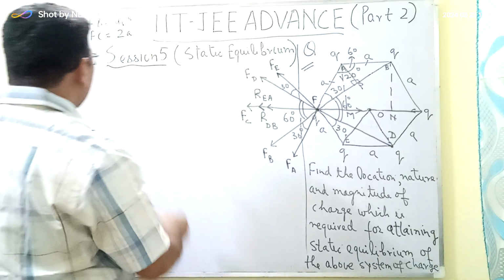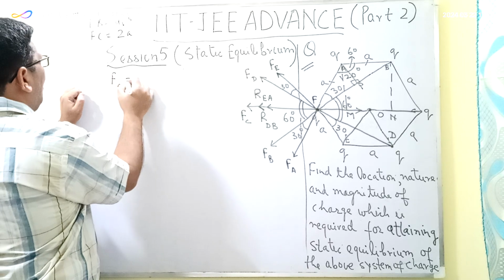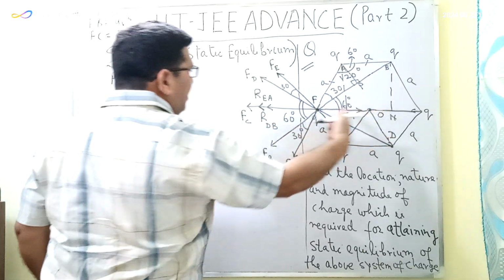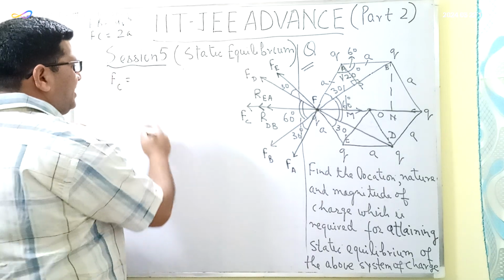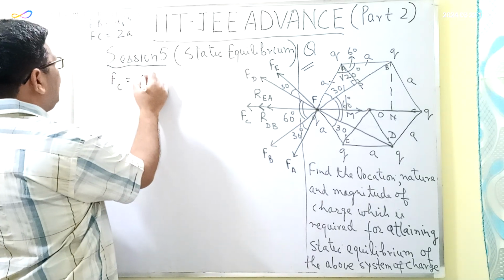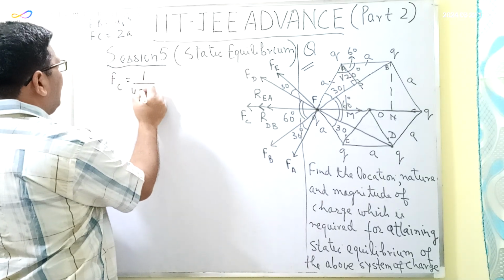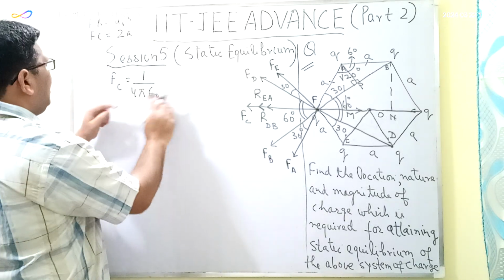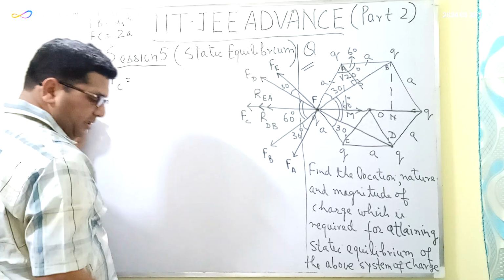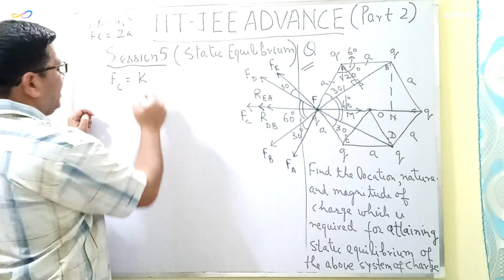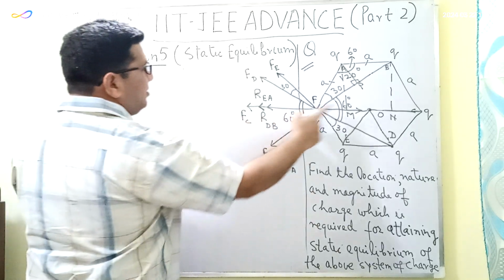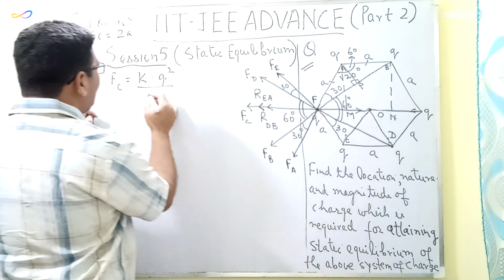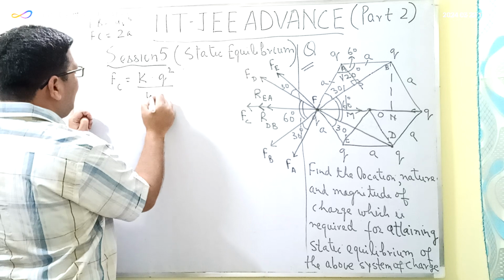Now what I will be doing is, I will first of all find the value of the electrostatic repulsive force because of the charge placed at C on this charge Q placed at F. This will be equal to 1 by 4 pi epsilon naught. Now for the sake of convenience, I am just denoting 1 by 4 pi epsilon naught as K. K is a constant, into Q square divided by the distance between them, which is equal to 2A. So 2A whole square will be equal to 4A square.